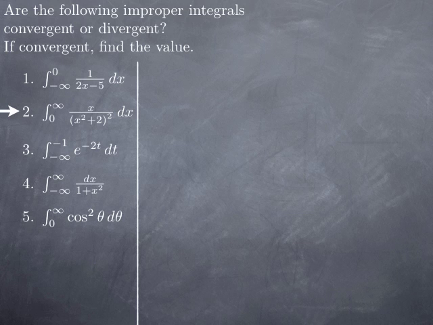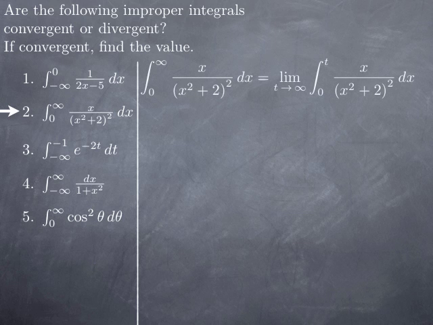Moving on to the next integral, we start out as usual by just writing the definition. It is a limit as t goes to infinity of the integral from 0 to t of x over x squared plus 2 squared. And you see that what we have at the top, x dx, is a constant multiple of the derivative of x squared plus 2. So it is natural to use the substitution u is x squared plus 2. In this case, du is 2x dx. So what we have at the top is 1/2 du.